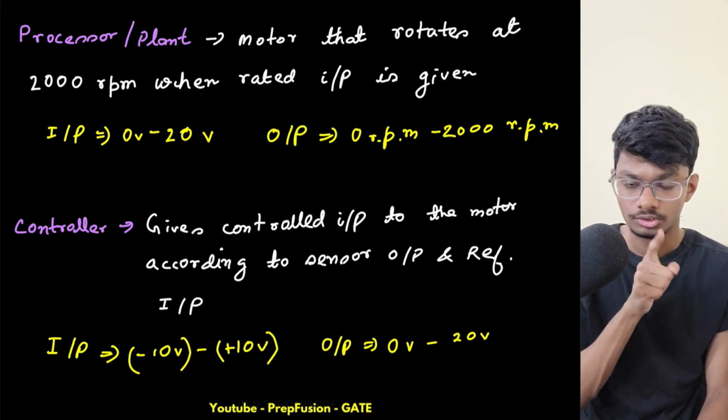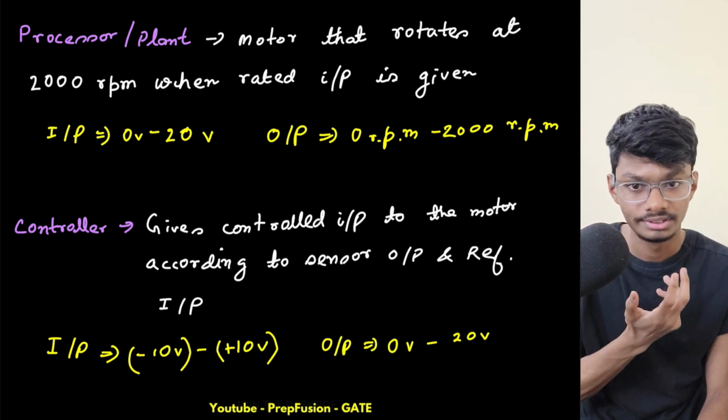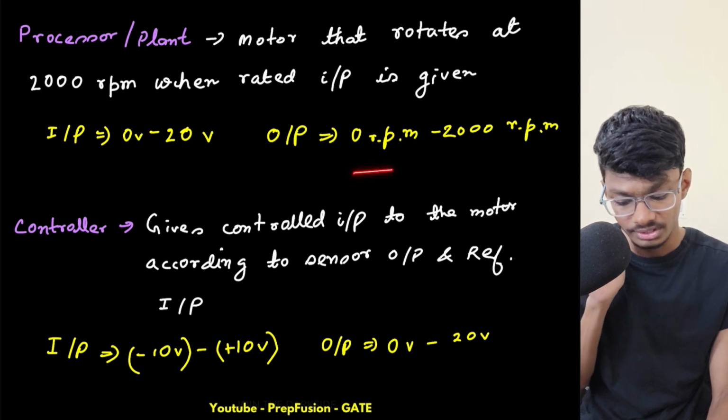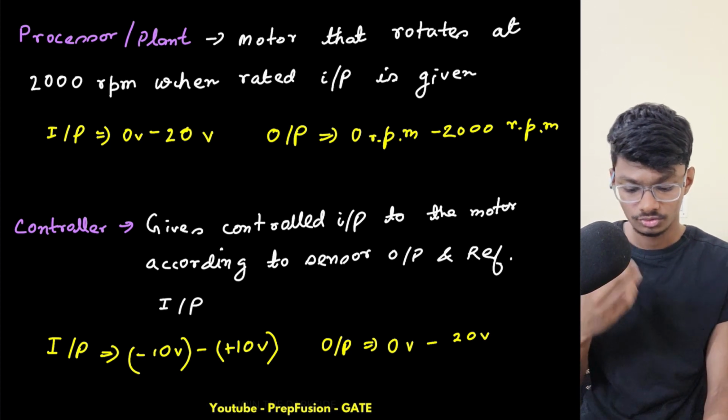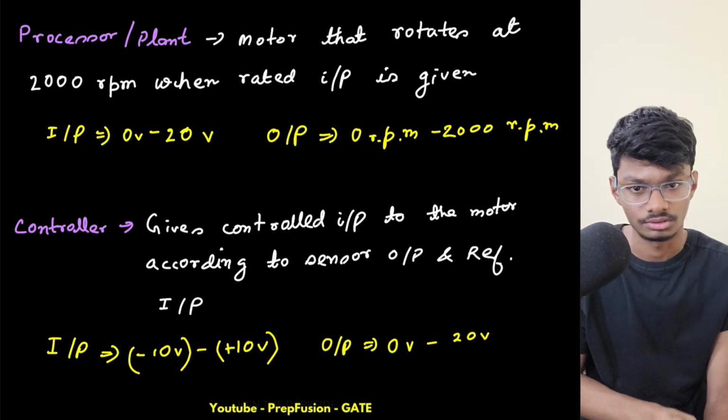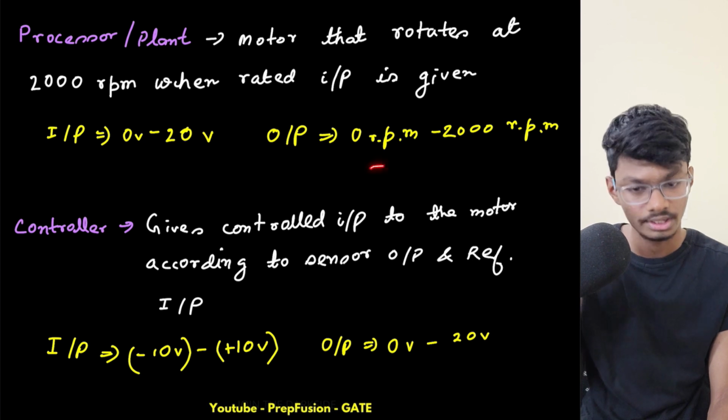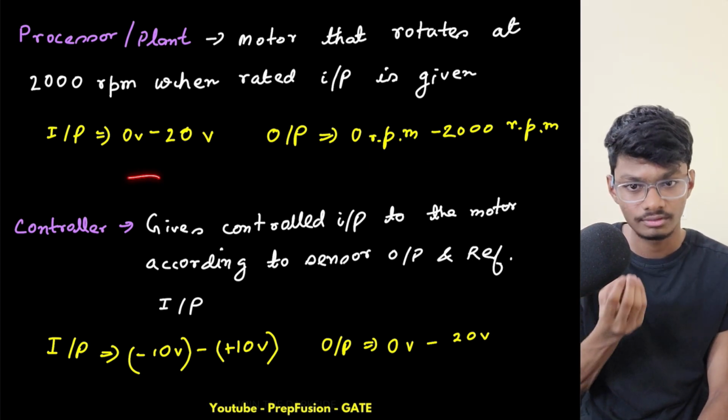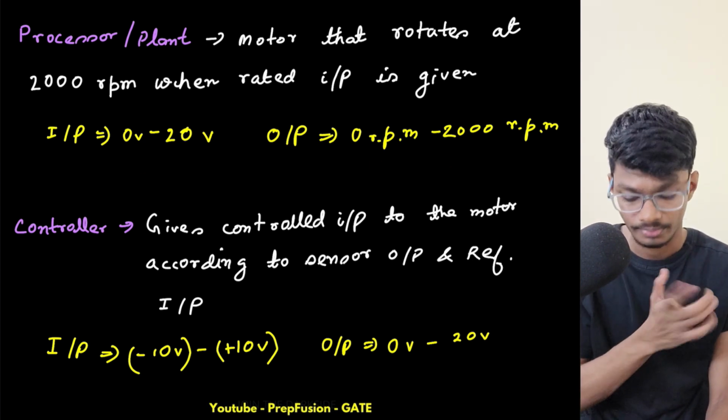What output will I get? You do it according to the linear scale, then what will it be? It will simply be 100 rpm. So just convert this into a unitary method. Simply using aptitude, you will get 100 rpm. You give 10 volts, you will get 1000 rpm, like that.